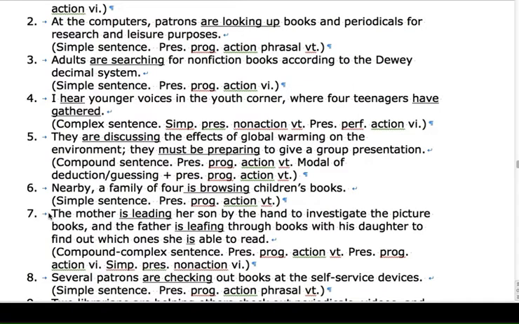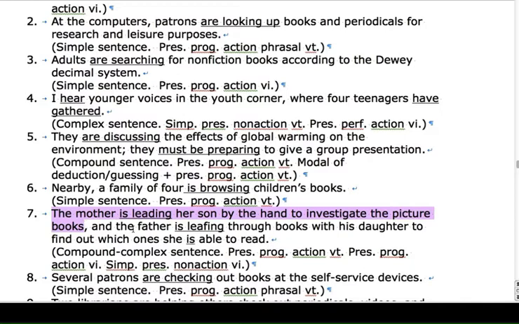Let's look at sentence 7. The mother is leading her son by the hand to investigate the picture books, and the father is leafing through books with his daughter to find out which ones she is able to read. This one is a compound, complex sentence. That means there are 3 clauses, 2 of them in a compound relationship, both independent, and 2 of them in a complex relationship. One of the independent clauses is joined to a dependent clause. In this case, it's IC, DC.